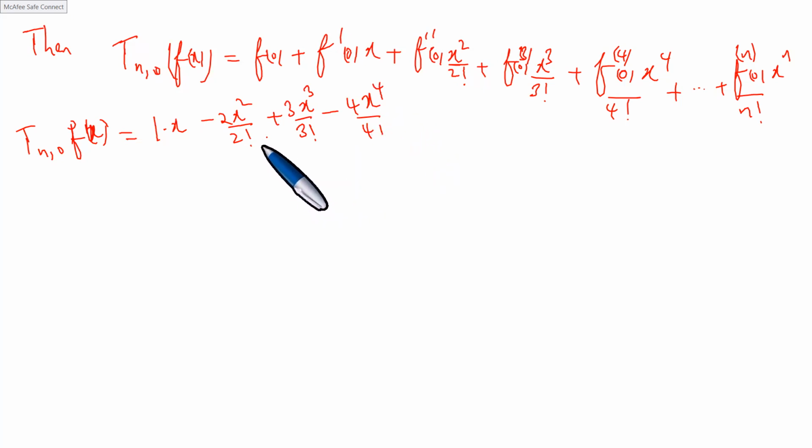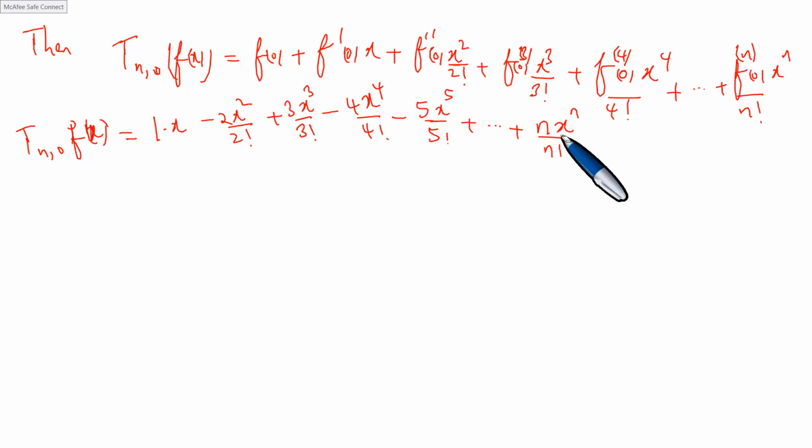And then the pattern looks very clear. It's positive, negative, positive, negative. You can even go on and say it's going to be 5x to the fifth power over 5 factorial, plus dot dot dot plus, and then it is exactly n x to the power n divided by n factorial.